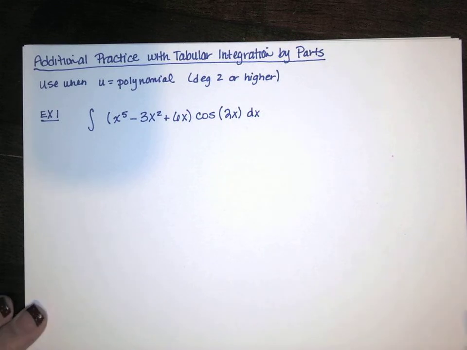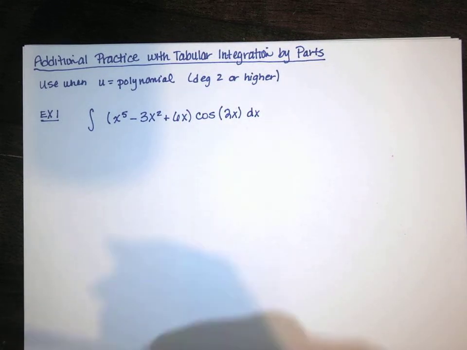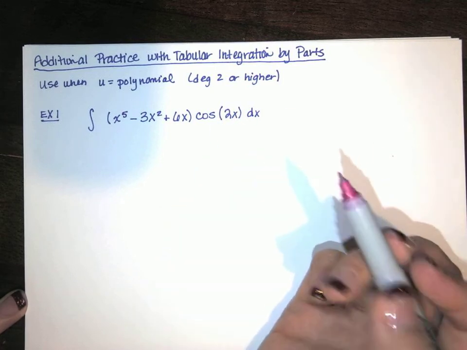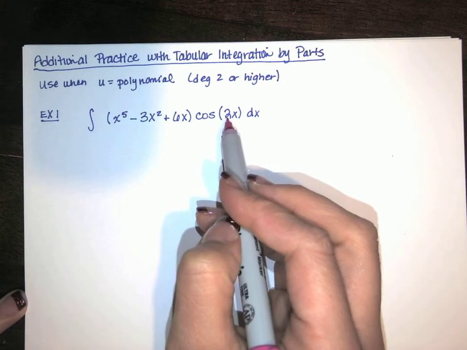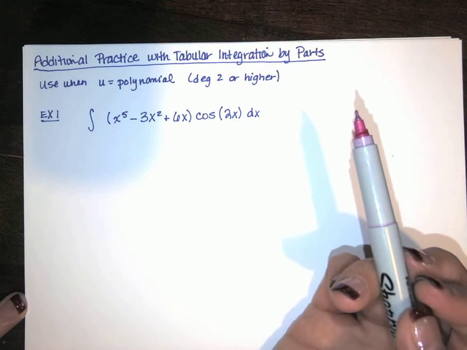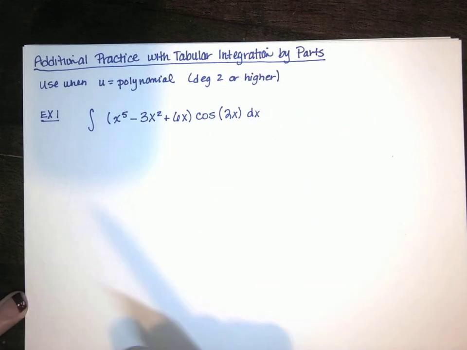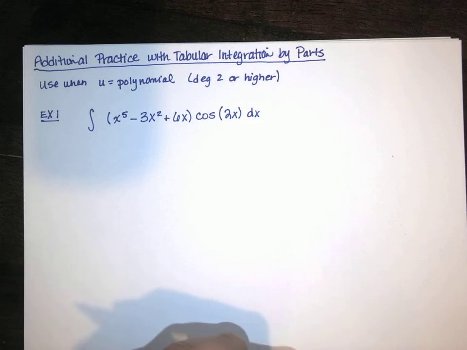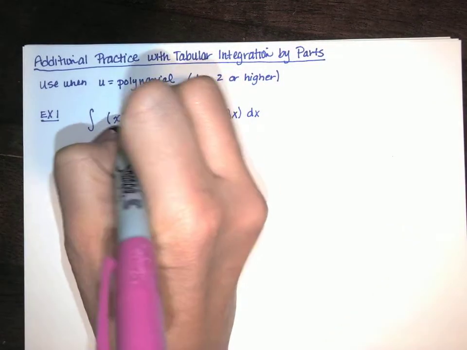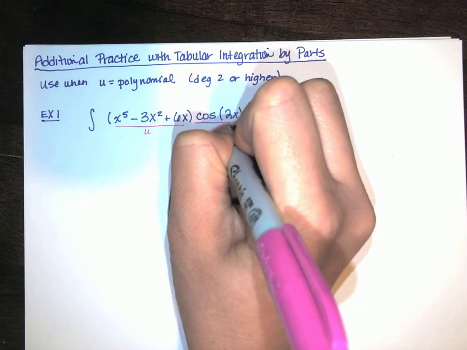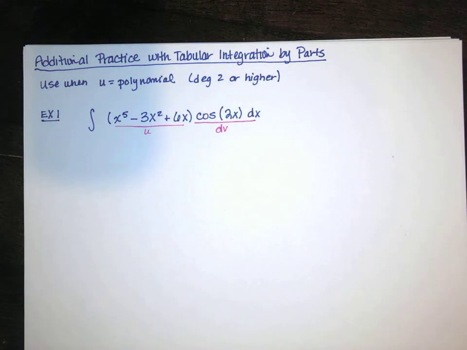All right, so I notice that basic rules do not apply because I've got a product. U substitution doesn't apply. If u substitution did apply, I would use u equals 2x. The derivative of 2x is just a 2. It's not this 5th degree polynomial. So u substitution doesn't work. So I'm going to go straight to integration by parts, and because I've got a 5th degree polynomial, I'm going to use the tabular method.